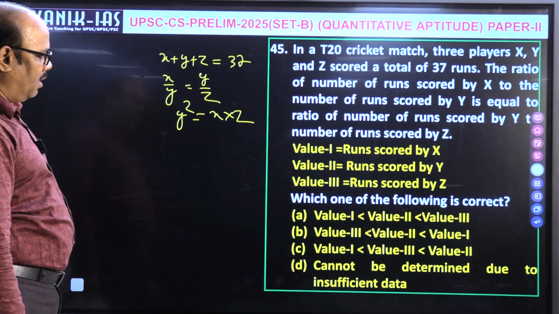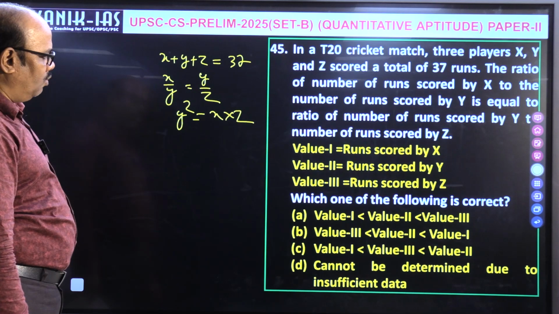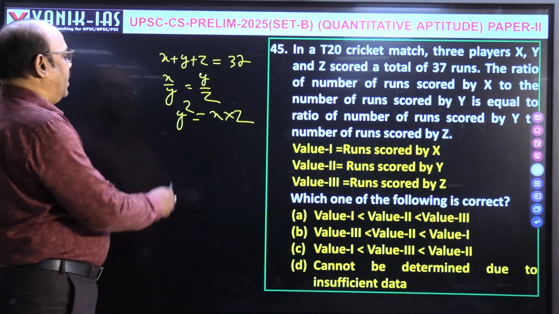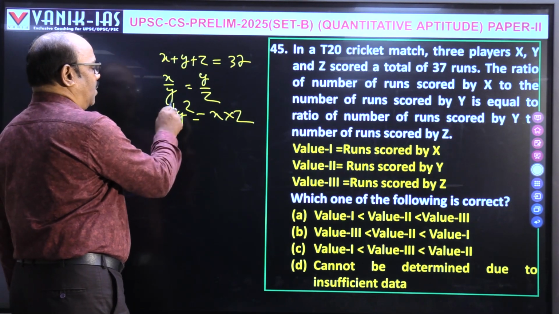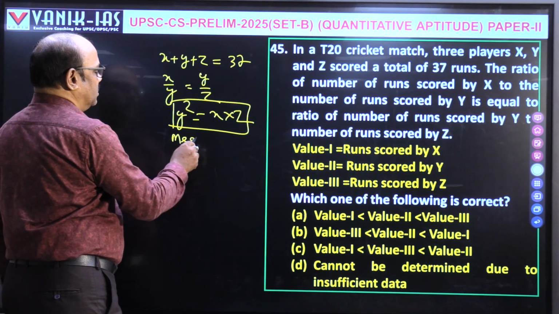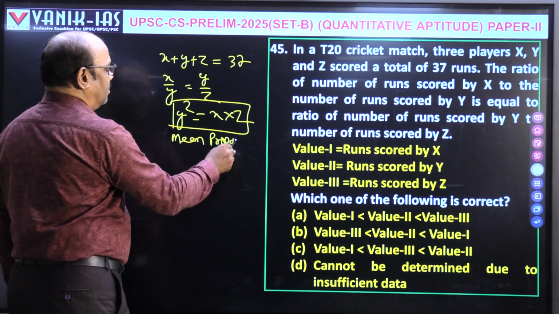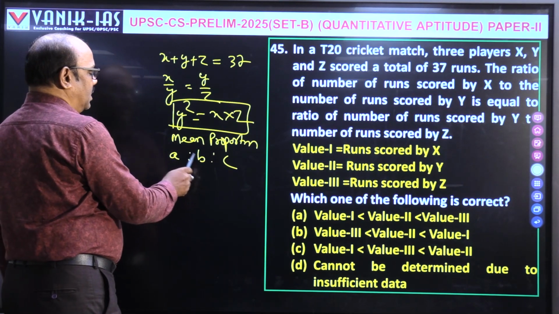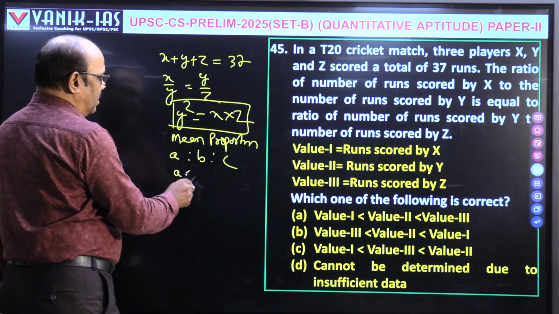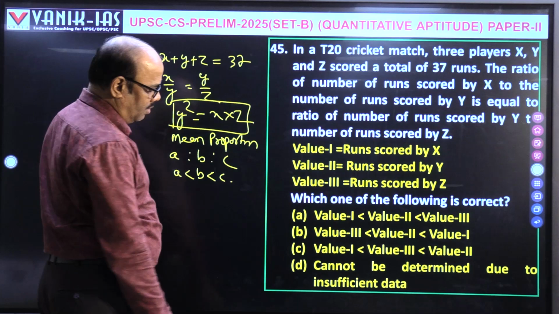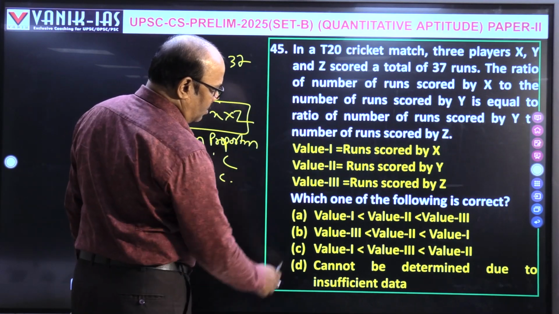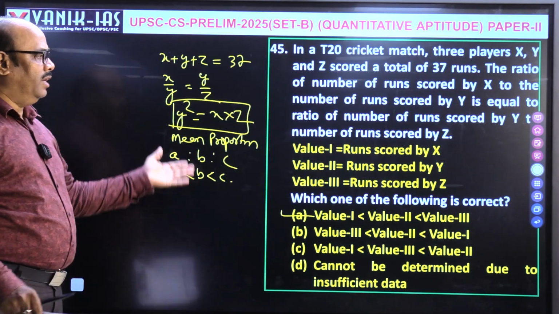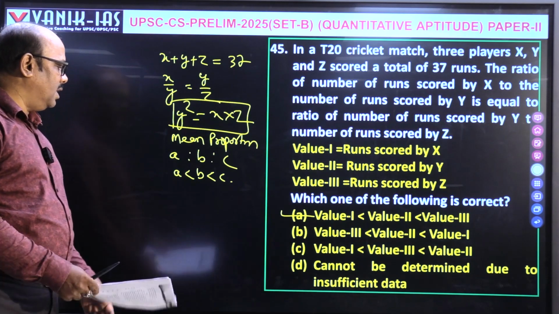So what is the possibility? Value 1 is runs scored by X, value 2 by Y, value 3 by Z. Which statement is correct? Y square equals X into Z, so it is a mean proportion. In a mean proportion A is to B is to C, B lies between A and C, so A is less than B, B is less than C. So value 1 is less than value 2, less than value 3. Option A is the right answer, so option 45 is A.